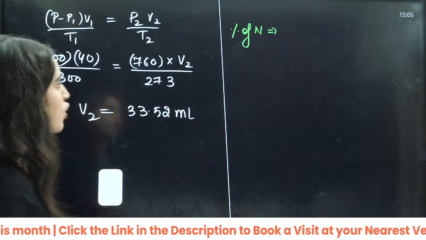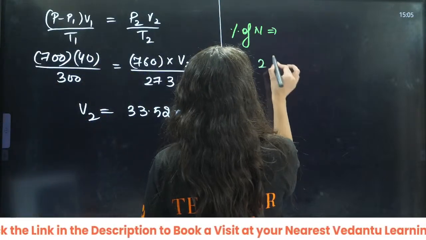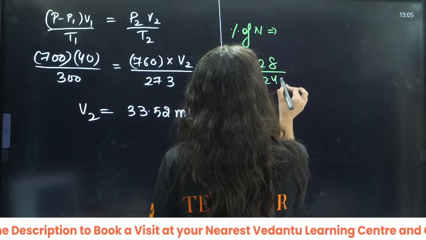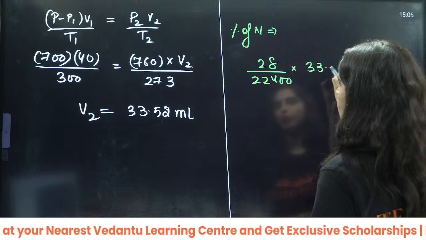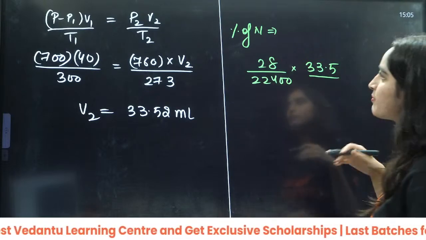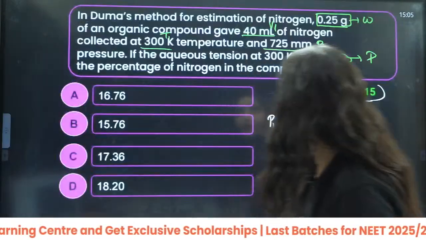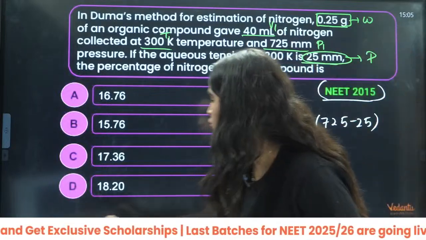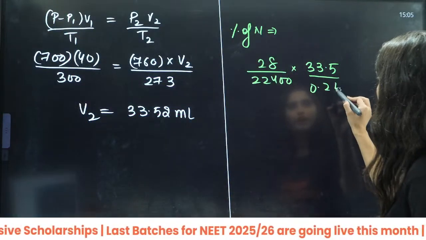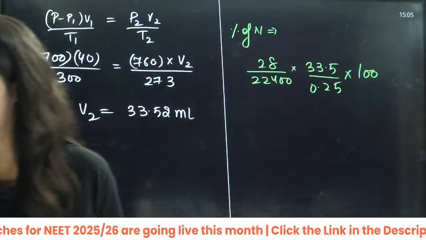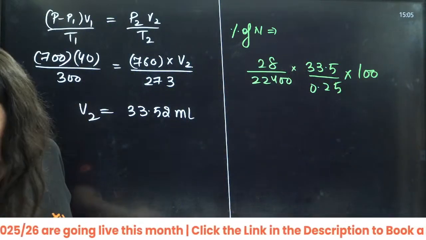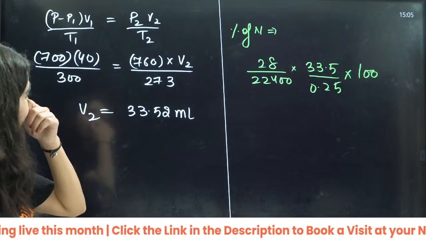Chalo, percentage of nitrogen will be 28 by 22400. This is your V2. V2 is 33.5 divided by W. W, what they have given us, that is 0.25, multiplied by 100. Now solve this, you will get your answer. Okay? Solve. Yes, beta, that is coming out to be 35.5, is it?